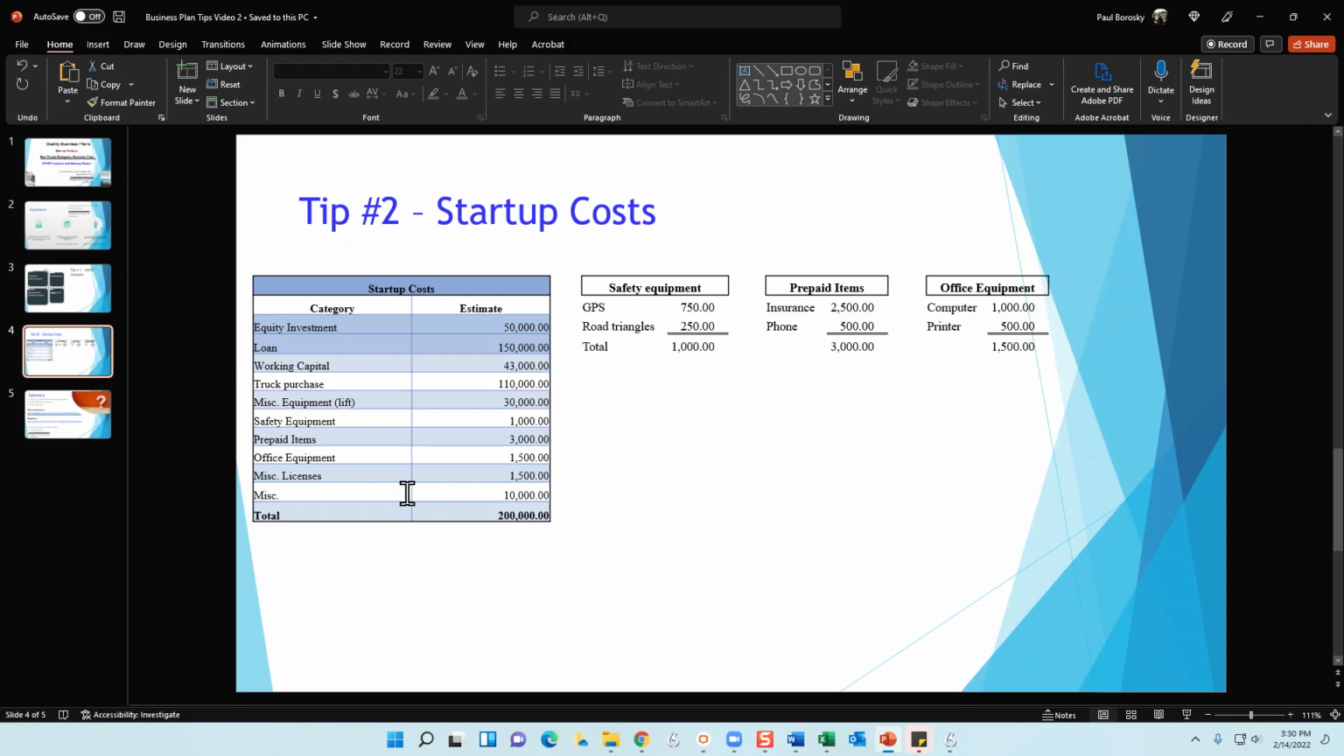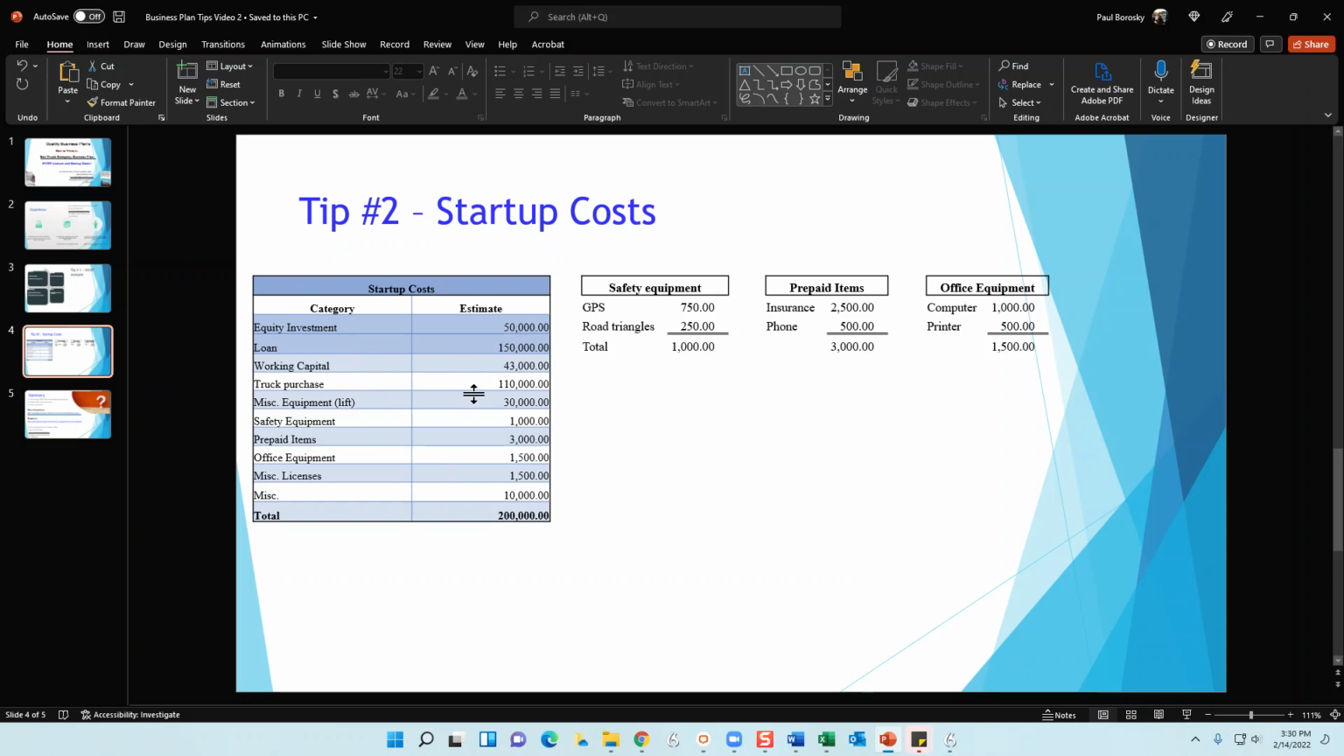When you're done allocating money to your different categories, make sure the bottom line, $200,000, equals your equity investment as well as your loan. All right, so for a typical box truck company startup, the way that I would categorize the funds would be your working capital. Working capital is how much money you need to keep the lights on and pay your drivers until you get some money coming in. In this example, $43,000.